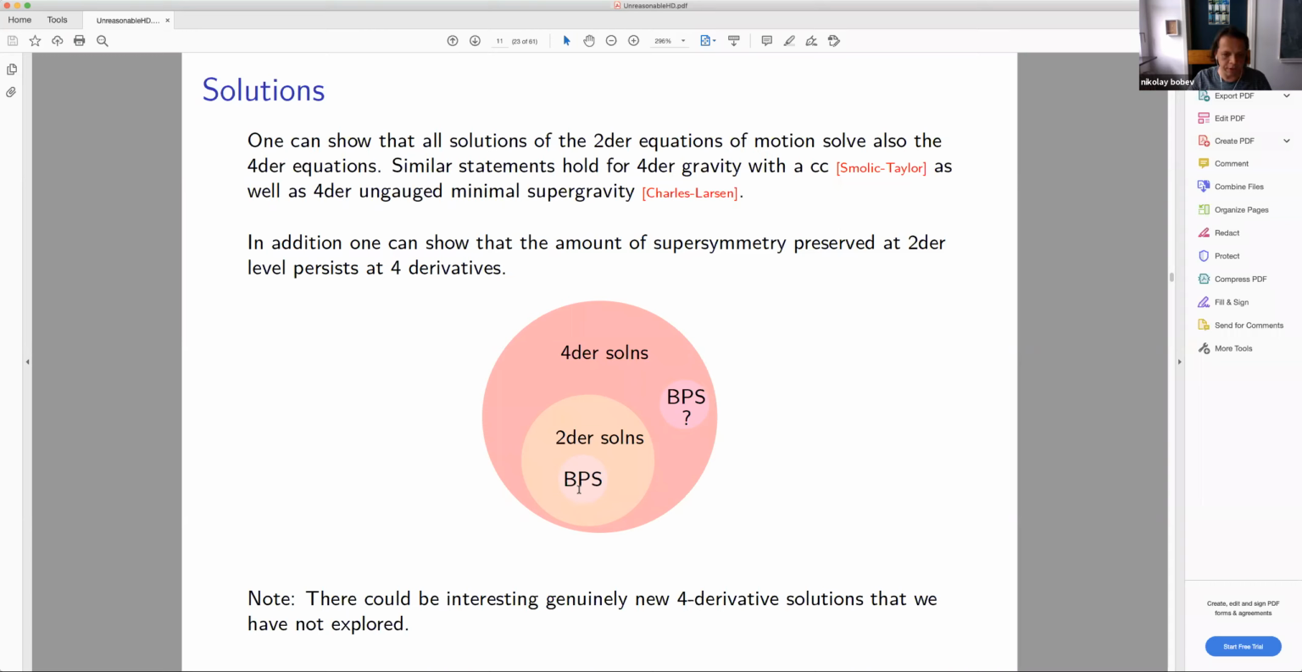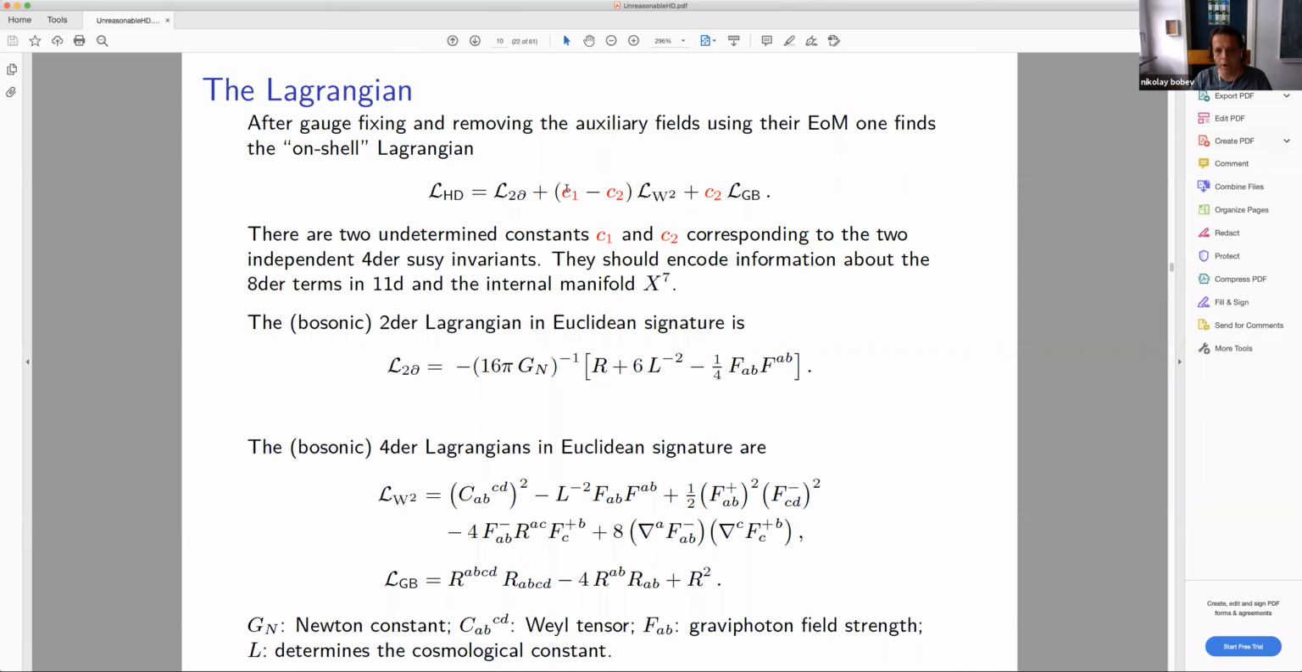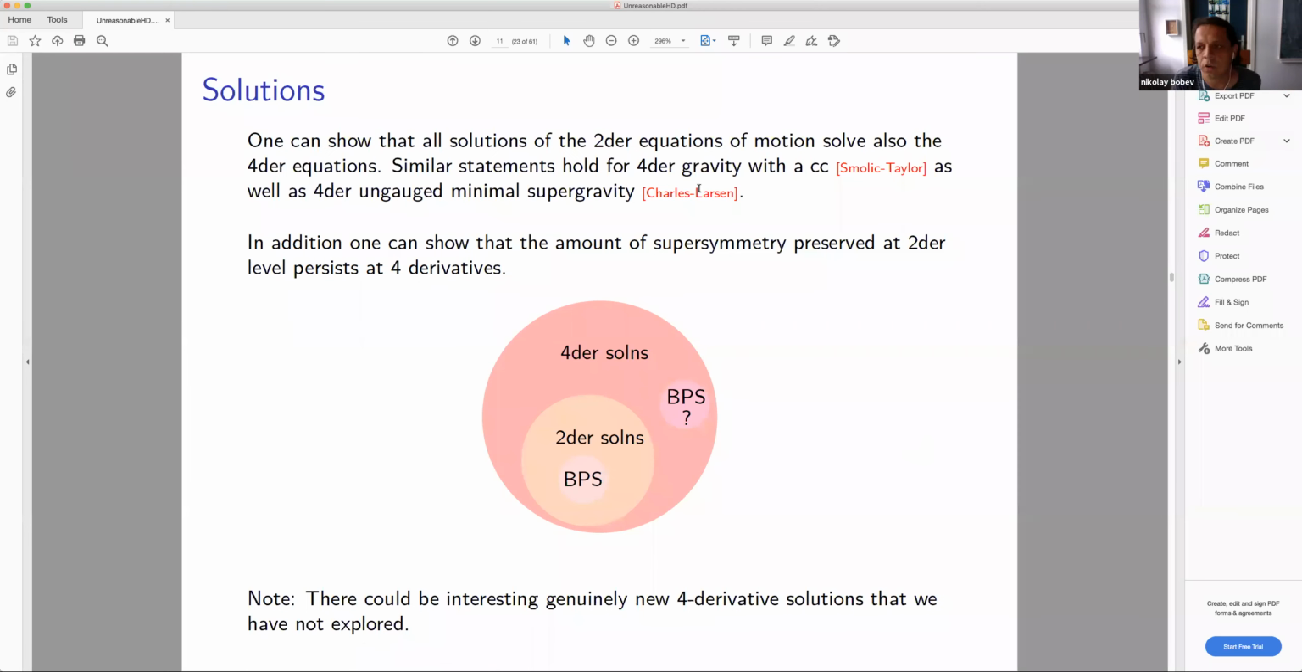And again, for the rest of the talk, I will be excluding everything that sits in this pink region here. There could be new interesting solutions, which we haven't explored in detail. Okay, so the logic will be: choose your favorite solution of Einstein-Maxwell, give it to me, and then I will analyze it and spit out how the corrections from this C1 and C2 affect various observables in this 4D supergravity. This will be the logic of the talk. Any questions?